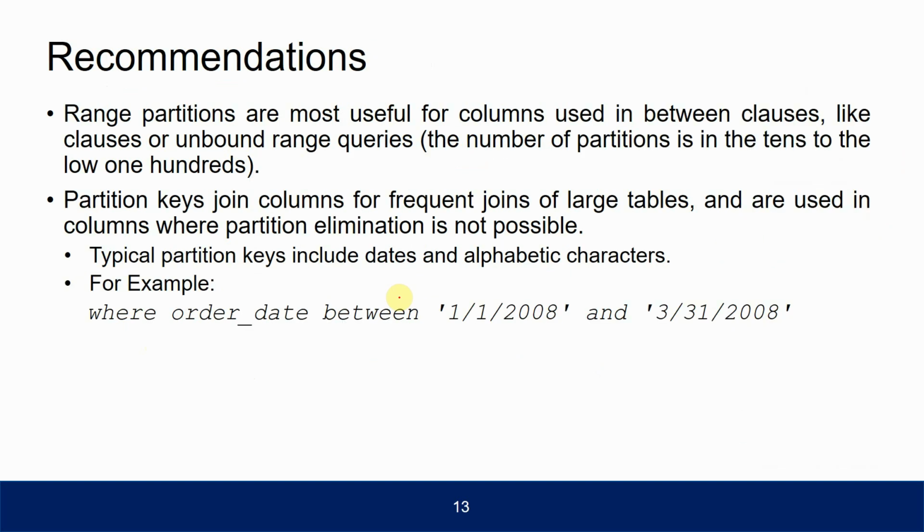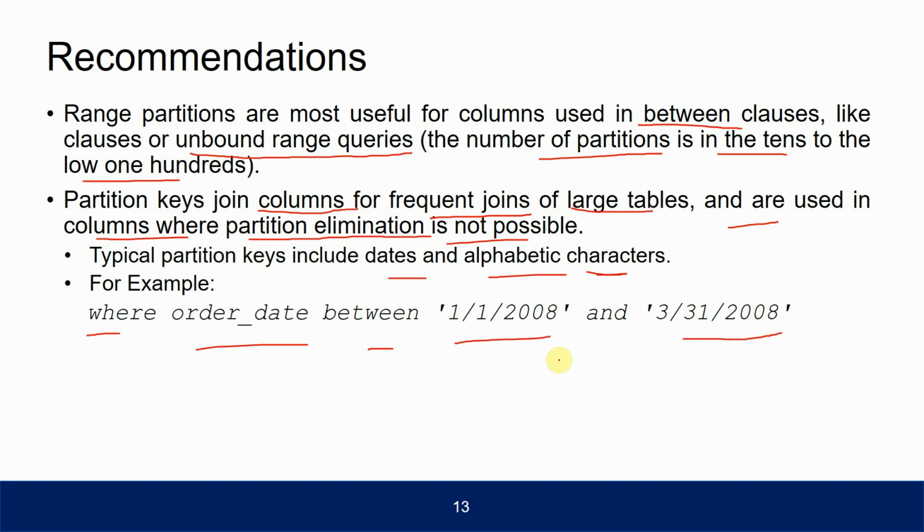Recommendations: range partitions are most useful for columns in between clauses and like clauses, for unbound range queries. The number of partitions is in the tens to the low 100s. Partition key join columns are for frequent joins of large tables, and are used in columns where partition elimination is not possible. Typical partition keys include dates and alphabetic characters. For example, where order date is between this date and this date. This will tell which partitions are to be scanned.